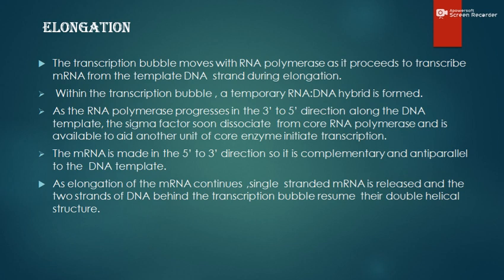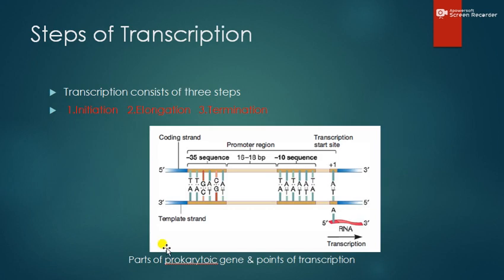There would be temporary RNA-DNA hybrids being formed, and as this RNA polymerase is progressing, it is moving on the template in the 3' to 5' direction. But the RNA is being made in the 5' to 3' direction, and it is complementary to the template DNA. Now you can have a look at this. See, this is a template strand. On the template strand, the RNA polymerase is moving in the 3' to 5' direction, but the synthesis of RNA happens in the 5' to 3' direction.